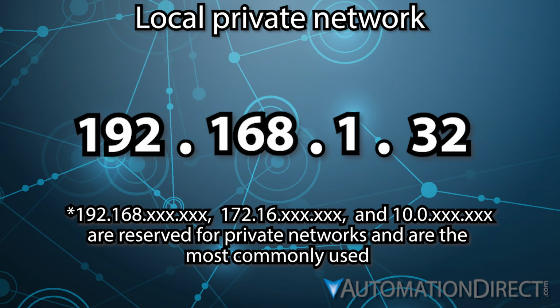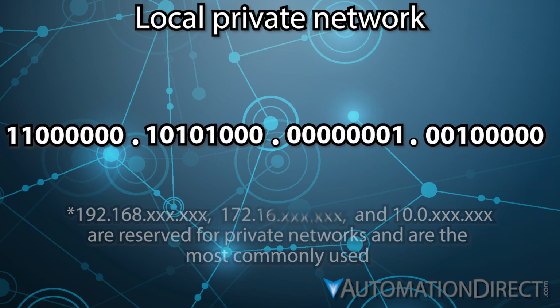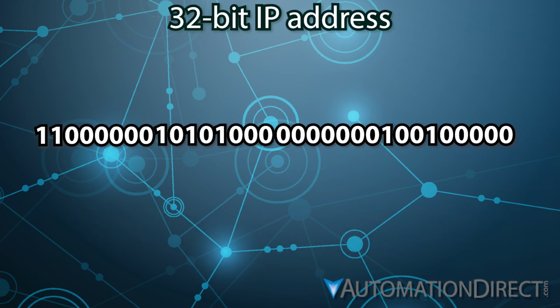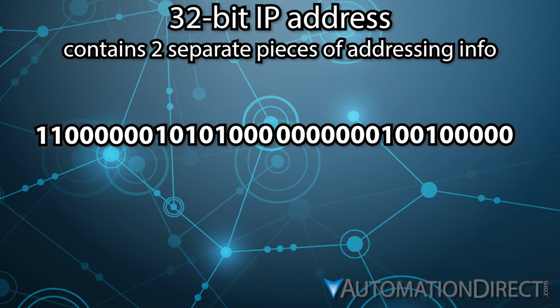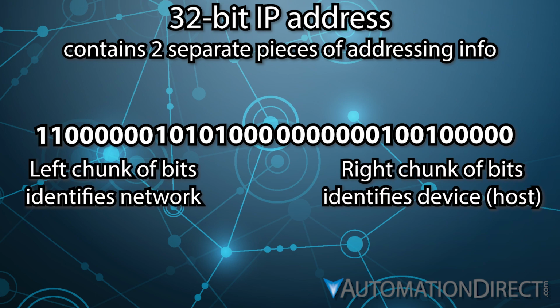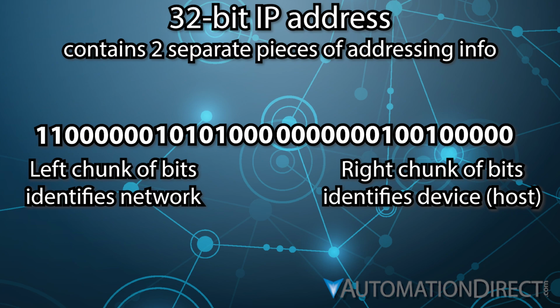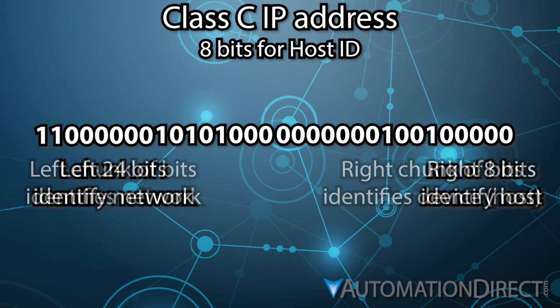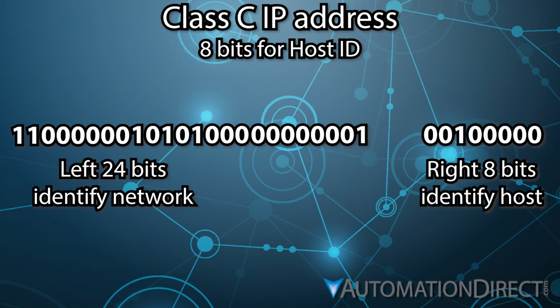192.168.1.32. This is the way we humans like to look at it. But let's go back to the way a digital device is going to look at it. These 32 bits hold 2 primary chunks of information that together identify a specific device. The left group of bits is the network ID, and the right is the host ID. It identifies the specific device within the network. The number of bits in each section is the crucial third piece of information here, and we'll come back to that. But for now, let's just say that in our example, the network identification comprises the first 24 bits, leaving the rightmost 8 bits to identify the host.